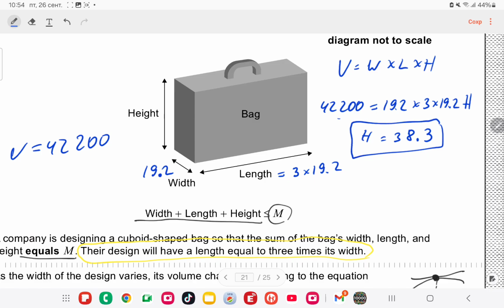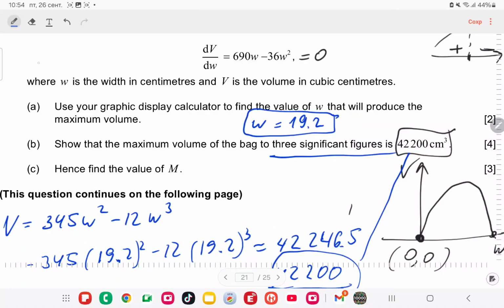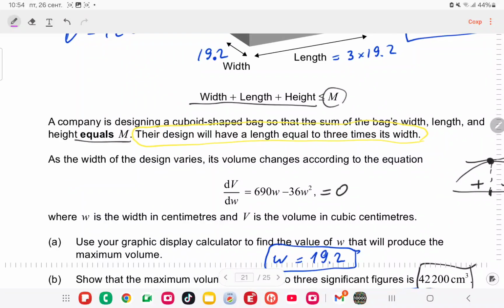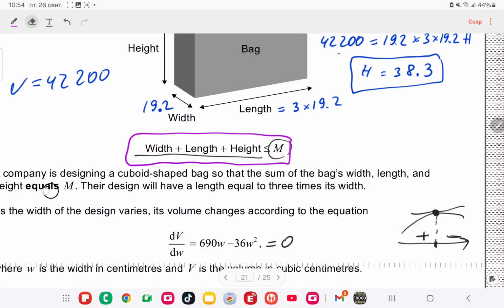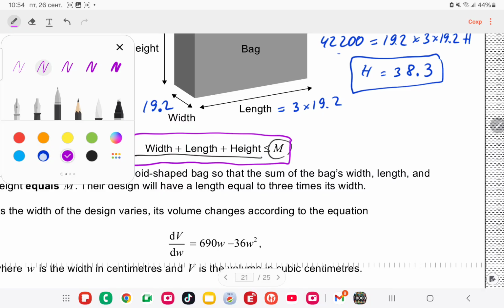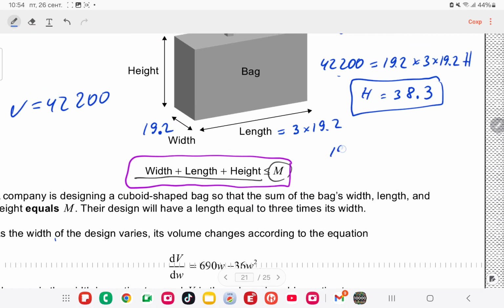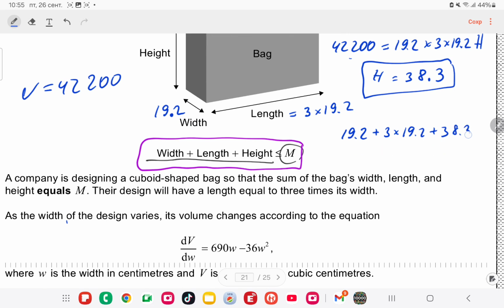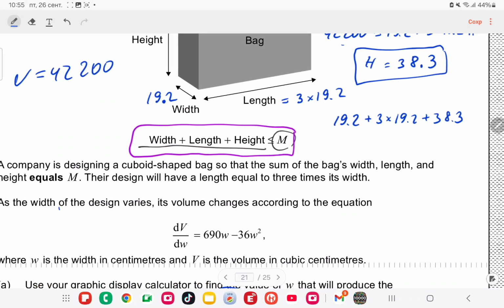But the final answer is not the height. The final answer must be about m, and m is the sum of all dimensions, as you remember. Now we have all dimensions obtained, so it's simply the addition of 19.2 plus 3 times 19.2 plus 38.3. This value is 115. So m is equal to 115.